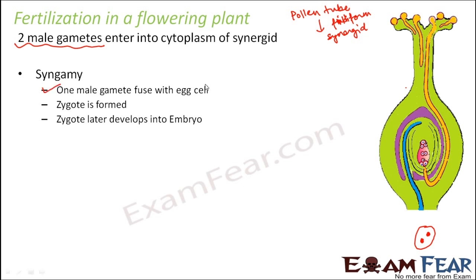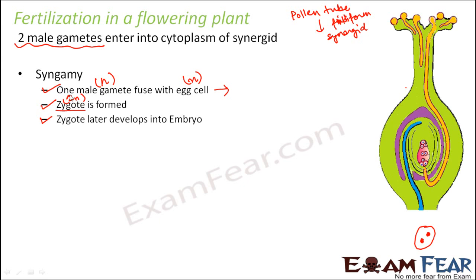Now one male gamete will fuse with the egg cell. So what will happen when they fuse? The result will be a zygote. So zygote will be formed. Now this male gamete is haploid. Egg cell is also haploid, but when they fuse together, zygote is formed and this zygote is diploid. Now this zygote will later develop into an embryo, and the embryo will give rise to a new plant.